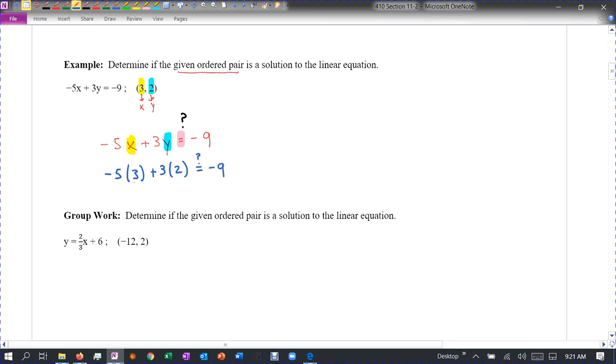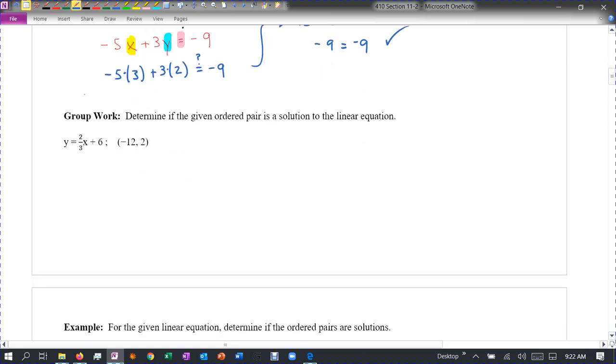So let's figure out what the left side is. Okay, we do multiplication before we do addition, so we're going to do -5 times 3, that's -15. And then plus 3 times 2 is 6. And the question is, does that equal -9? Well, if we take -15 and we add 6, we get -9. And that means that is not true. Oh wait, oh, sorry, it is, I forgot to put -9 there. Negative, yes, so it is true. I accidentally forgot to bring my negative. So yes, this ordered pair is a solution to that linear equation.